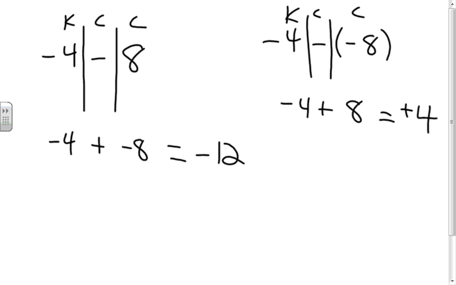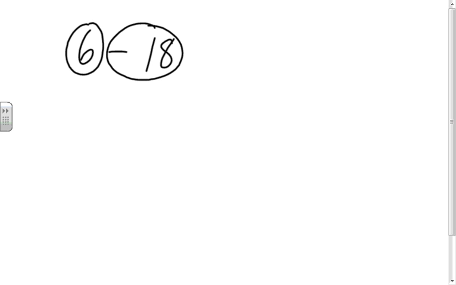I'm going to show you a second way of doing subtraction, and it's a way I'm planning on showing you in class as well. So the second way of doing it, anytime it's subtraction, here's how you're going to do it. So let's look at a situation. 6 minus 18. The first number is a positive 6. I want you to circle that. Now what I want you to do is circle the second number and the sign in front of it. So it's 6 and it's a -18. That's what I have circled.